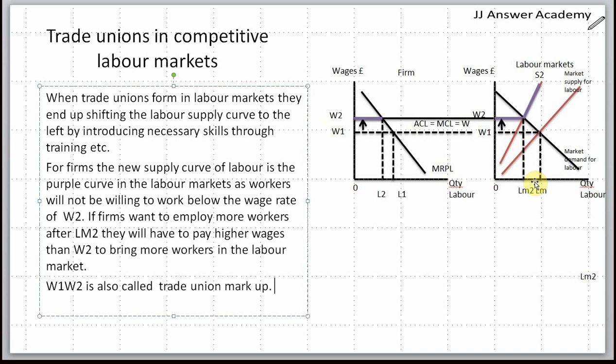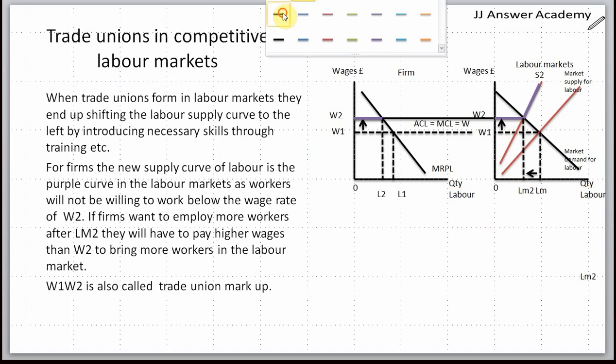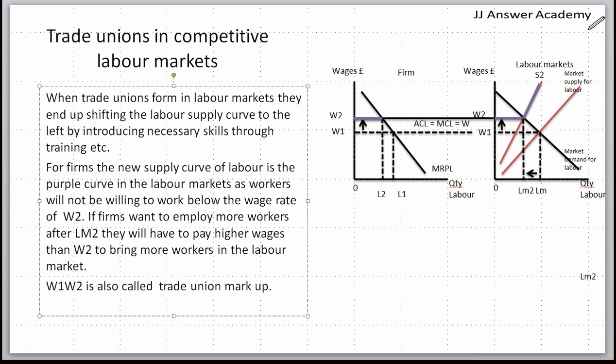But because we have introduced trade unions, what's happened to the level of employment in the labor market? It has decreased. So trade unions can actually lower the level of employment to increase the wages for better pay and better working conditions. So we can write down over here.